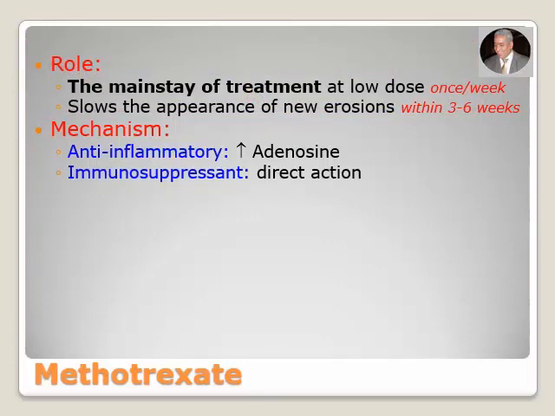The second mechanism is a direct immunosuppressive action, of unknown nature. The third mechanism occurs at higher doses, and is not related to its effect on rheumatoid arthritis. It is useful for its anti-cancer action.